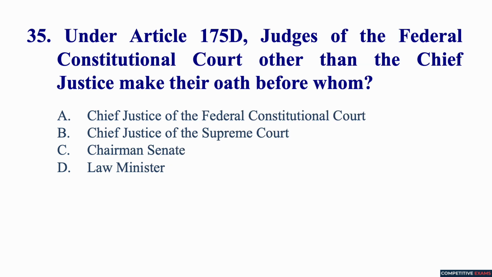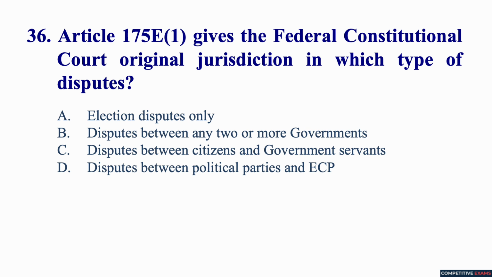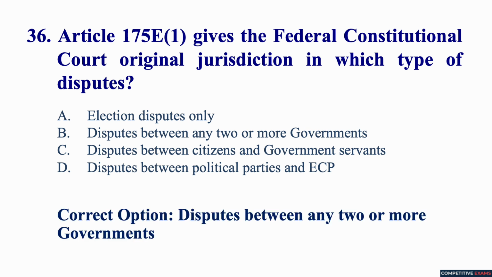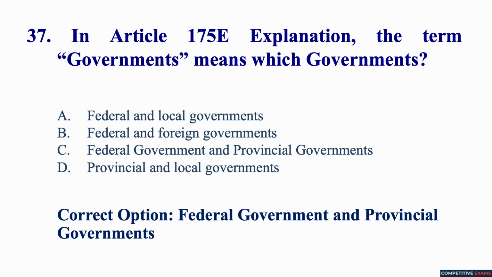Under Article 175D, judges of the Federal Constitutional Court other than the Chief Justice make their oath before whom? Chief Justice of the Federal Constitutional Court. Article 175E(1) gives the Federal Constitutional Court original jurisdiction in which type of disputes? Disputes between any two or more governments. In Article 175E explanation, the term governments means which governments? Federal government and provincial governments.